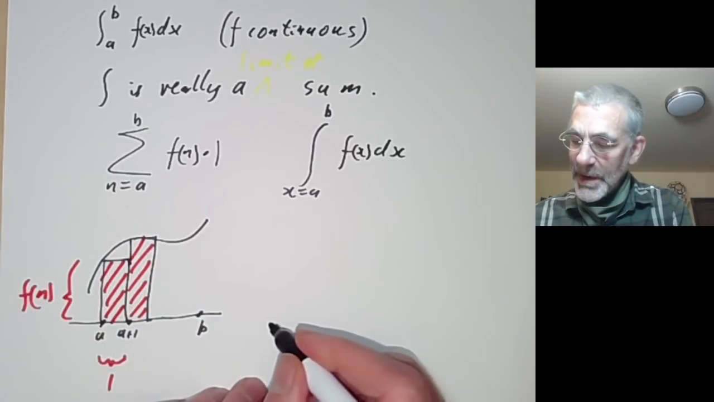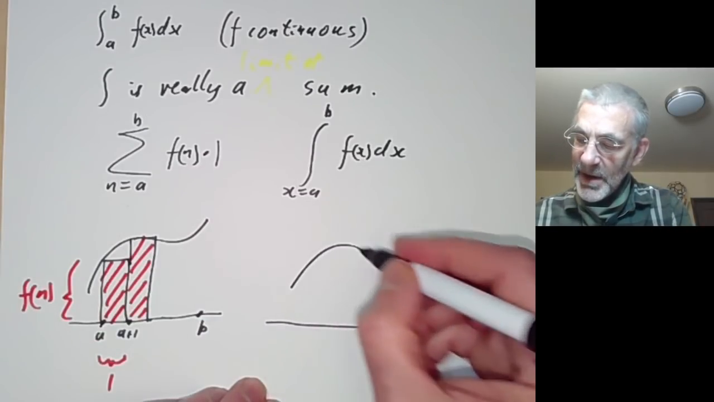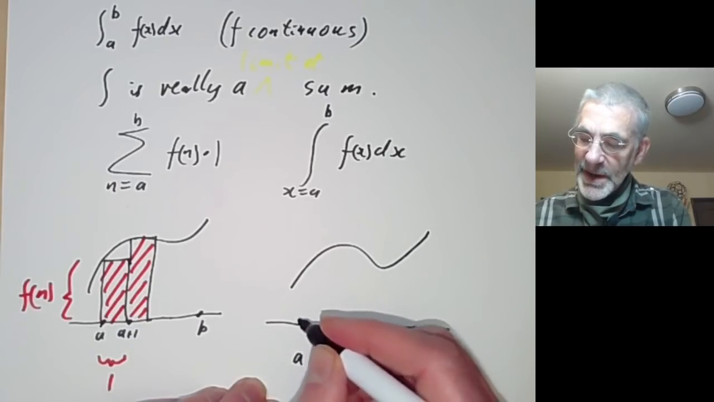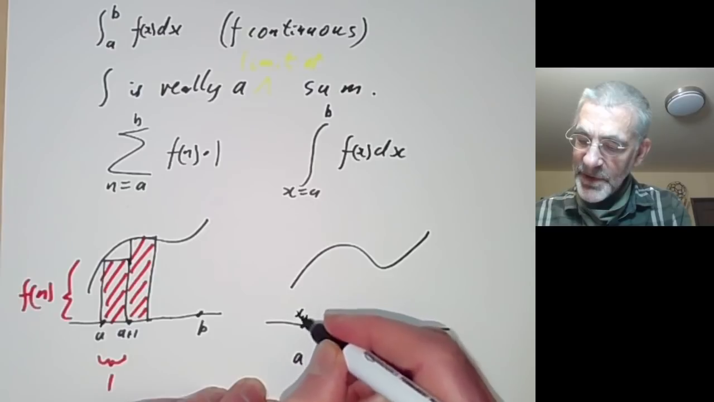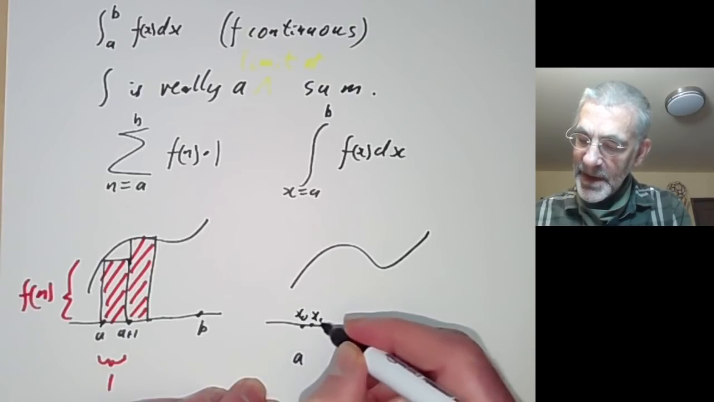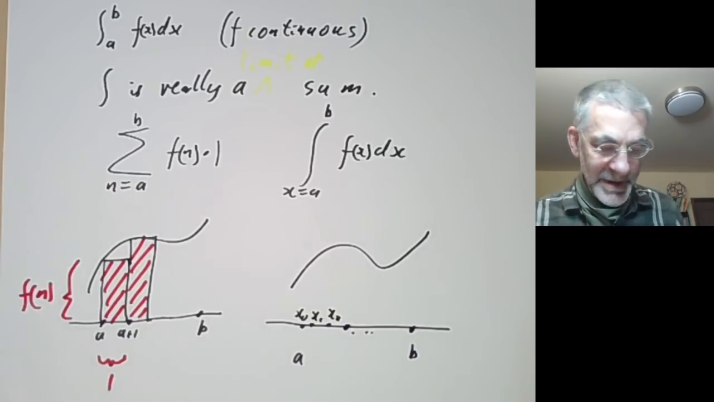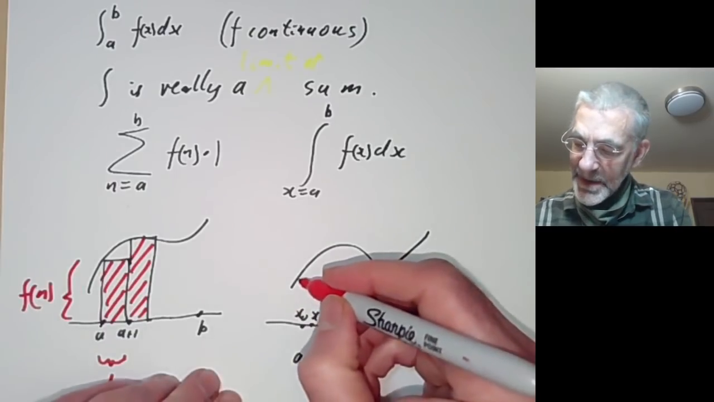And we recall the integral is very similar, except instead of taking all these rectangles of width 1, we pick a lot of points very close together. Let's call them x0, x1, x2, and so on. And we take a lot of very thin rectangles.